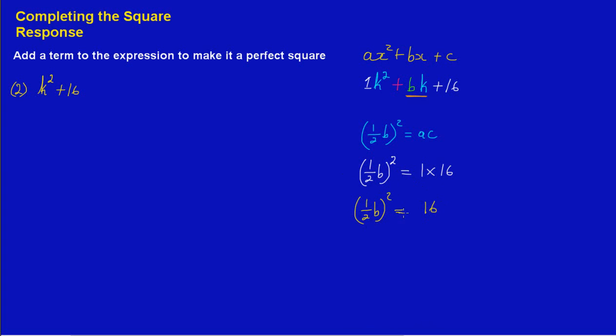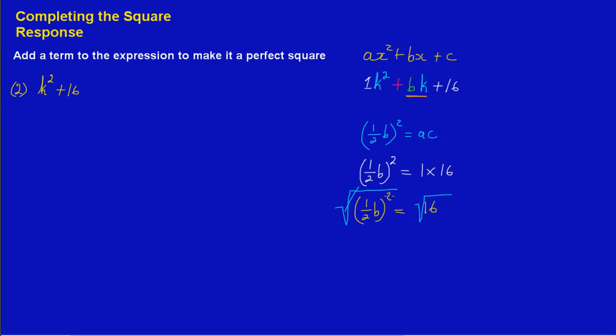That is 16. Now if you notice, this side is squared, so I need to get rid of the square because I need my b. So I'm going to take the square root of both sides, because the opposite of square is square root, and we learned from earlier lessons that when transposing, what we do to one side we must do to the other.